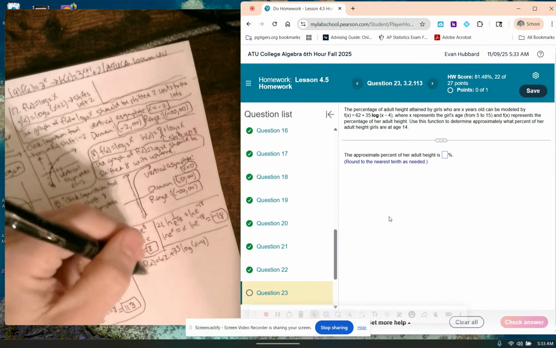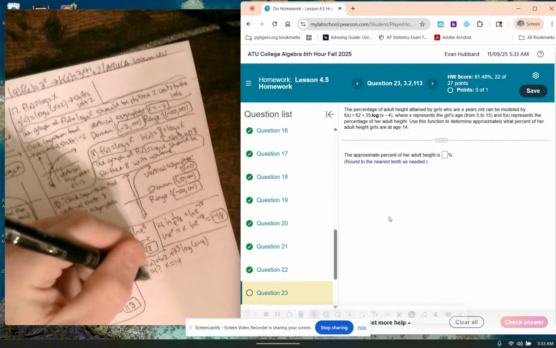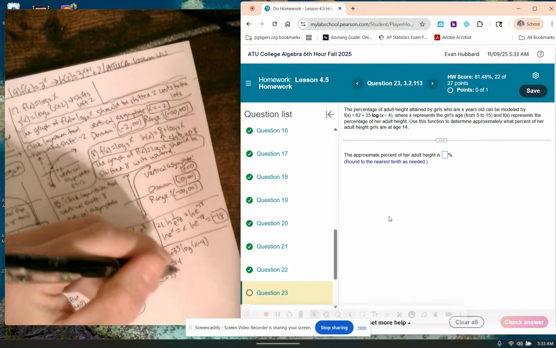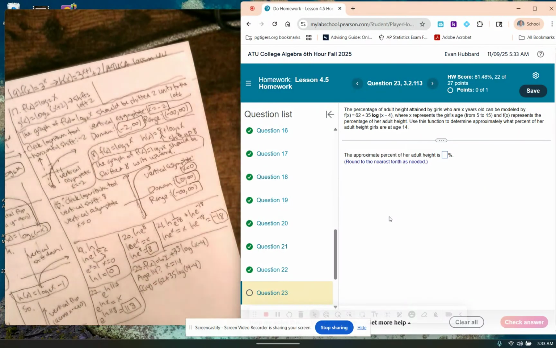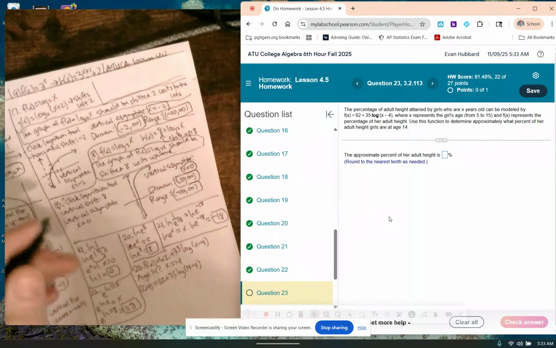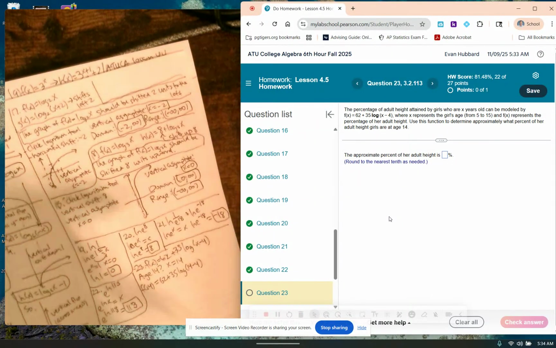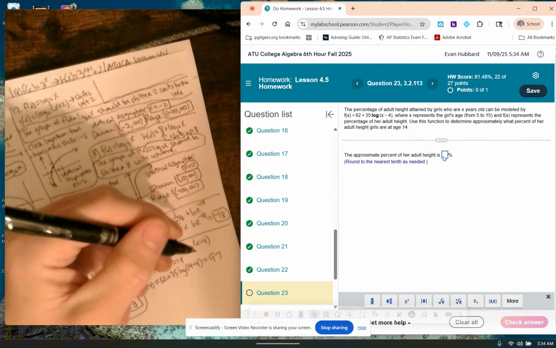So at age 14, that means x equals 14. So I'm going to do f of 14 equals 62 plus 35 log of 14 minus 4. So 62 plus 35 times log of 14 minus 4, which is 10, should be 97. So her height should be around 97% of her adult height.